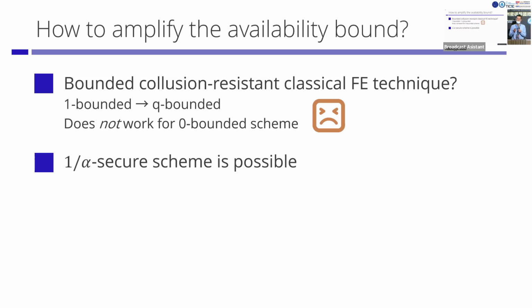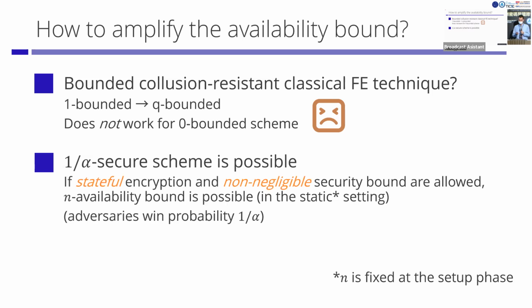If we relax the setting, we can achieve an availability bound scheme. More precisely, if we accept stateful encryption and non-negligible security bound, then we can achieve an n availability bound scheme in the static setting, where n is fixed at the setup phase. Non-negligible security bound means the security advantage of the adversary is 1 over polynomial, which is non-negligible. We call this 1 over alpha security. However, we want to remove this restriction. So somehow we need to amplify the security and improve the security bound.